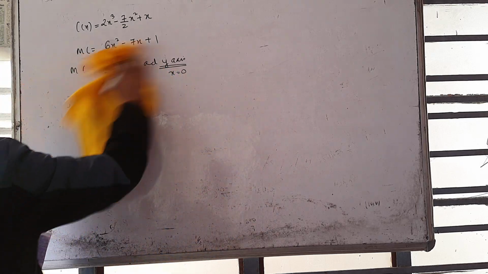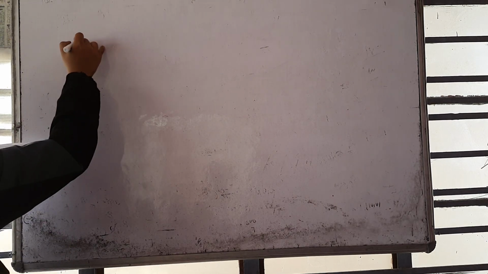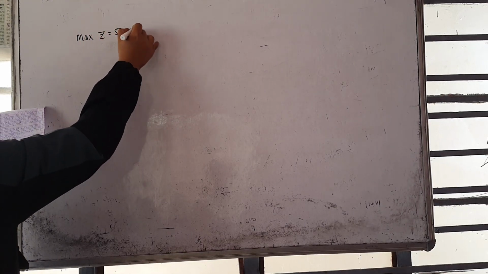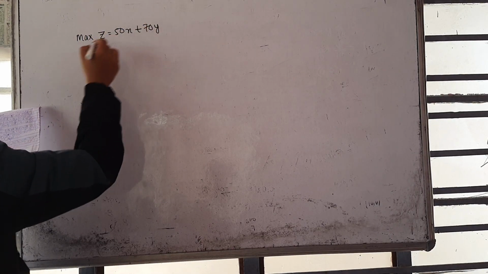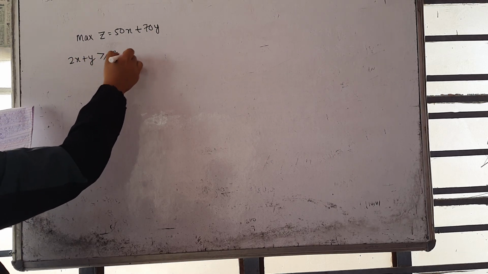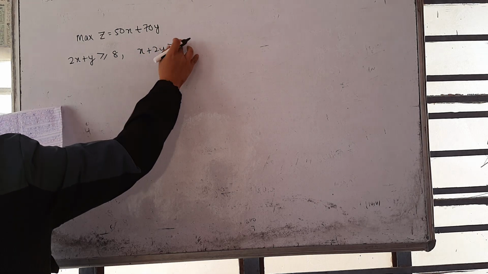Now, the next question that was given to us is about the feasible region represented by this. See, this is an MCQ. I just want you all to understand how to solve this. 50x plus 70y. You don't have to solve it. They are just asking you what will be the feasible region.